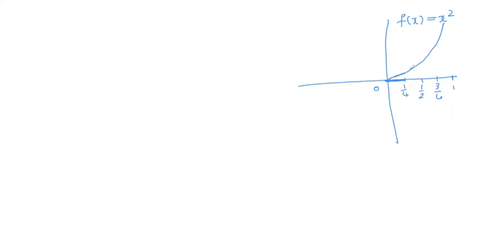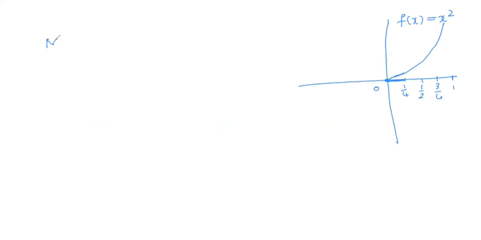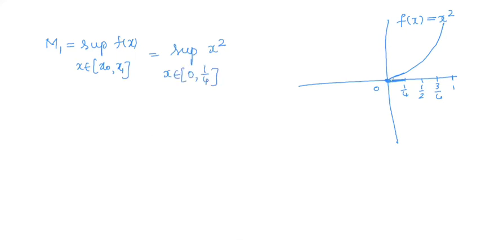So what is the infimum? The minimum value. The minimum value is 0. So what we have got is 0. Now what is capital M1? It is the supremum of all f of x values as x varies from x0 to x1. That is, the supremum of all x square values as x varies from 0 to 1 by 4. So in this range, you have to take the supremum of all these f of x values. Supremum means what? It is nothing but the maximum value among all those x square values.